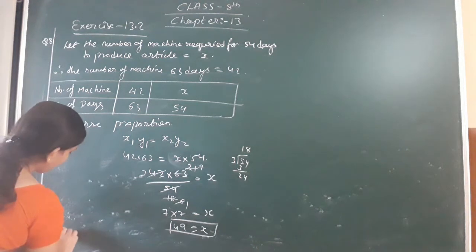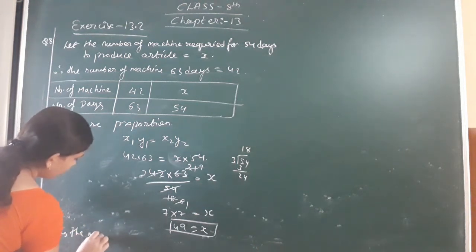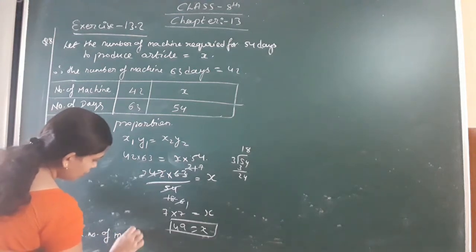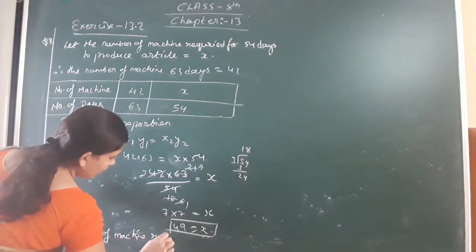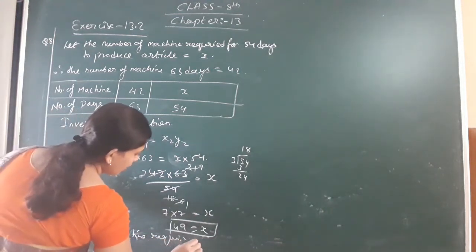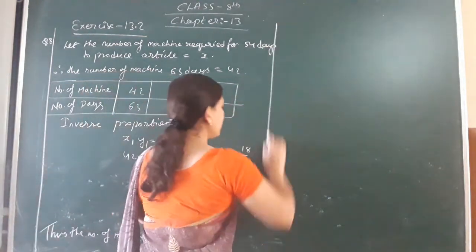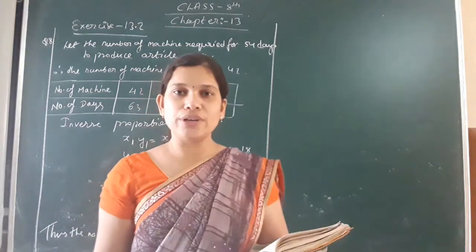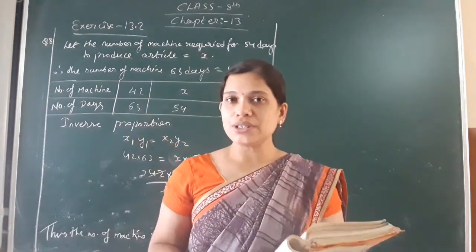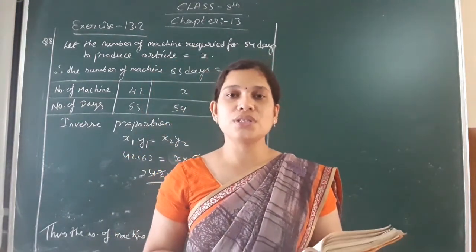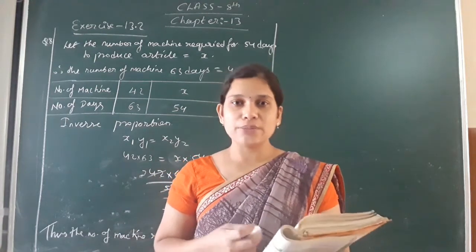Thus the number of machines required to produce the articles is 49 machines, in 54 days. 54 days में कितनी machines लगेगा एक article को produce करने के लिए? That is 49 machines लगेगा.